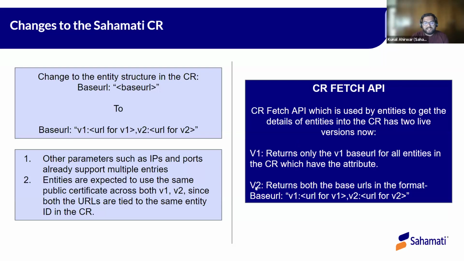But as entities migrate to 2.0, they are expected to also implement the Get API 2.0, which will return the base URLs for both V1 and V2 entities in the CR.